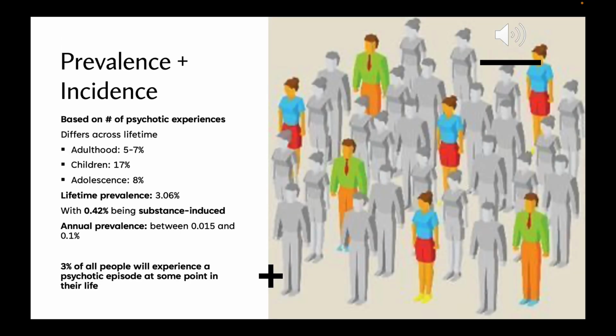Prevalence and incidence. Based on the number of psychotic experiences, prevalence differs across lifetime. Adulthood prevalence is 5 to 7%. In children, it's 17%, and in adolescents, it's 8%, with lifetime prevalence being 3.06%. And of that lifetime prevalence, 0.42% is substance-induced psychosis, and annual prevalence is between 0.015 and 0.1%. And 3% of all people will experience a psychotic episode at some point in their life.